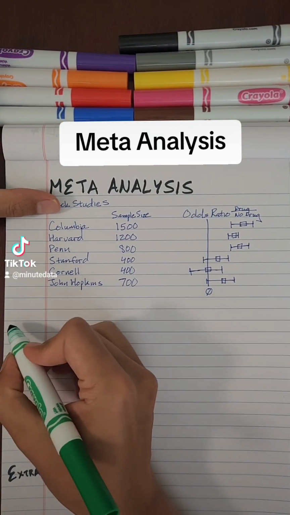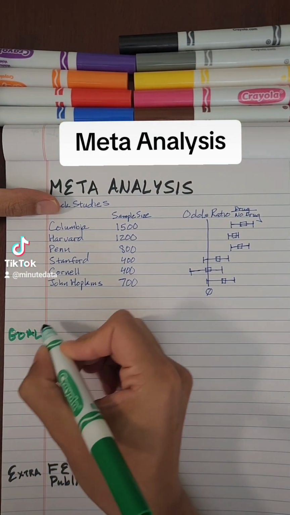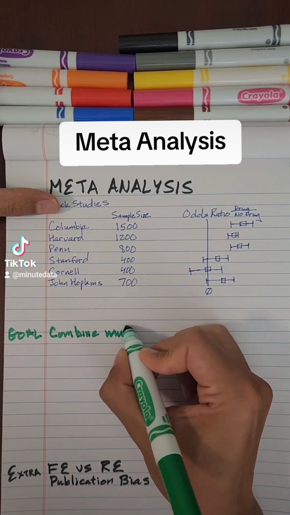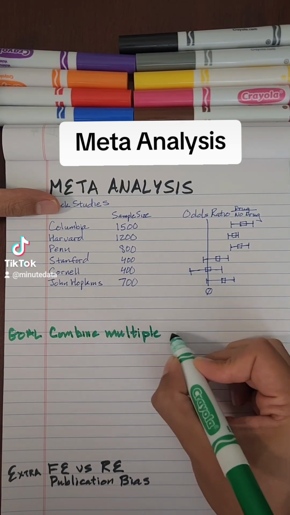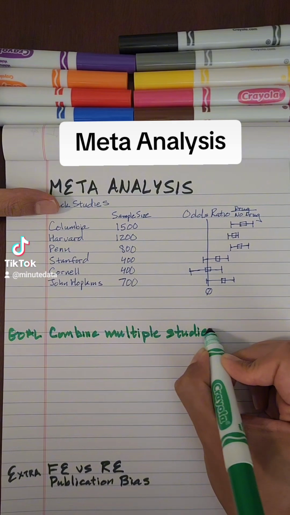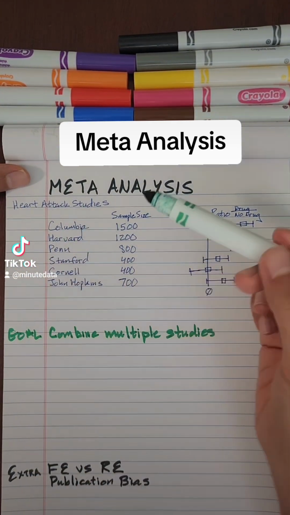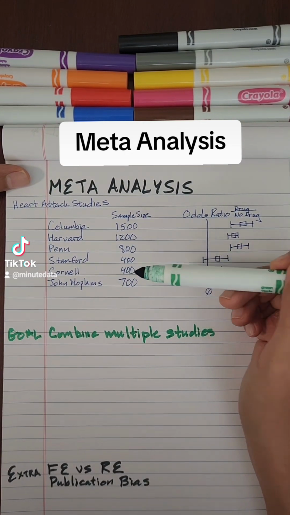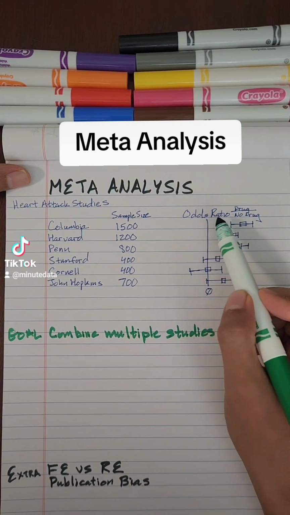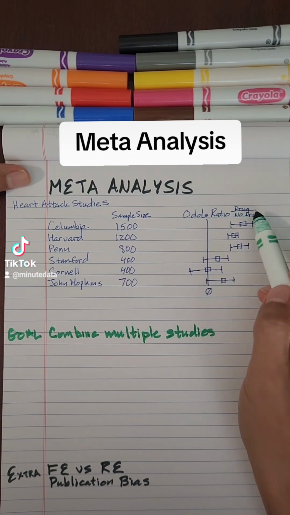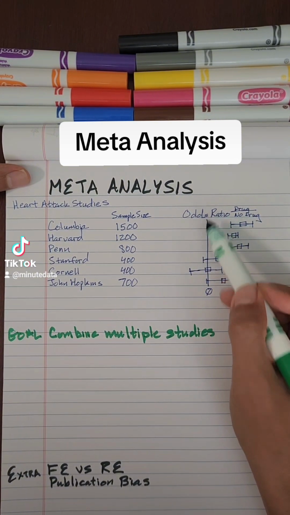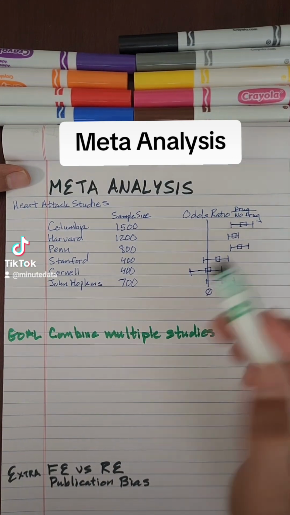Let's look at meta-analysis. So the goal of meta-analysis is to combine multiple studies. So let's say we have multiple heart attack studies run by different universities. They have different numbers of patients, and they're looking at the odds of heart attack for people who take the drug versus people who do not take the drug. And then we're going to compare the odds ratio in our example.